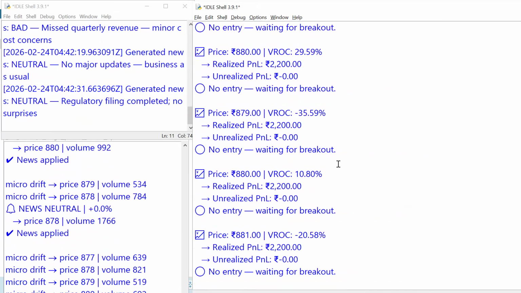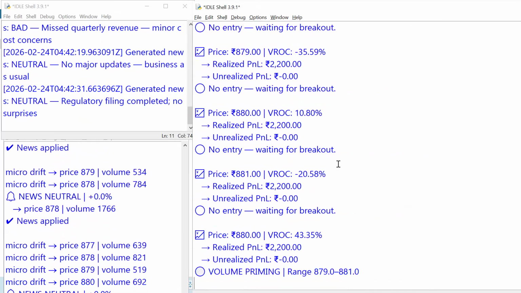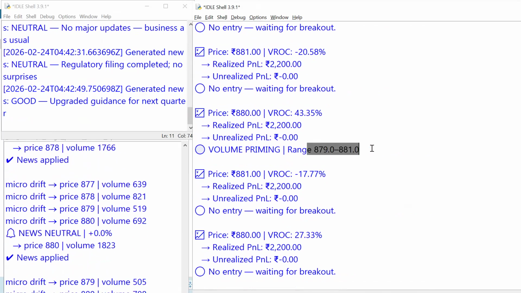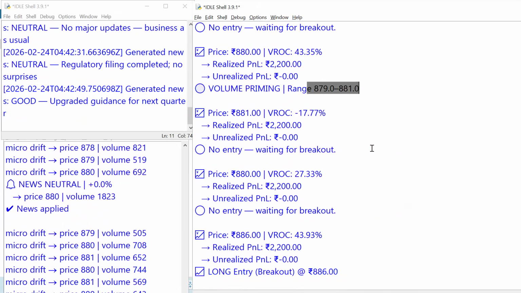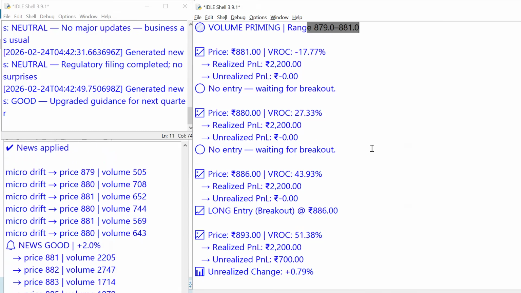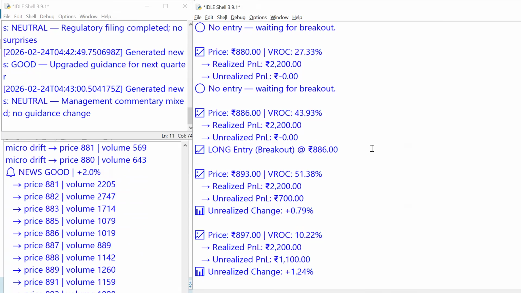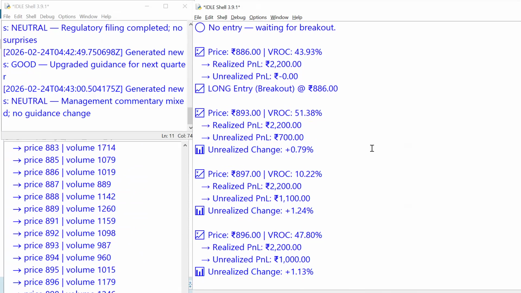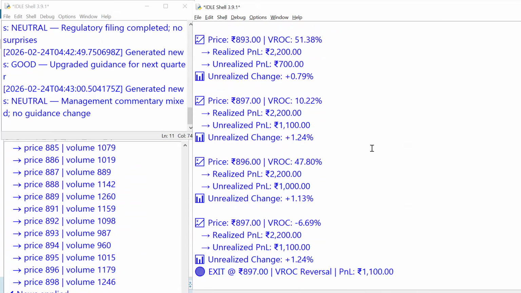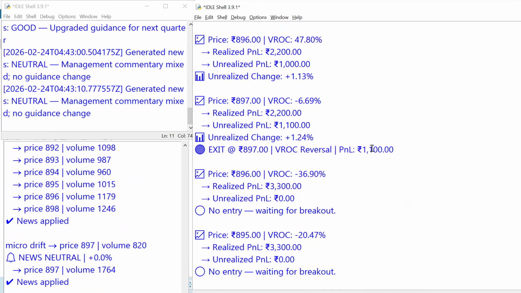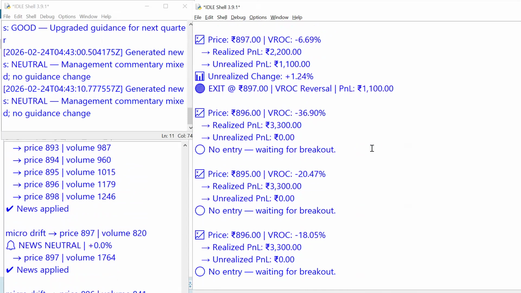Now artificially we created a lot of volume in this, so that's why I just want to show that the trade is happening. So the range of the market which is decided is this value. If the value goes above or below this, then only we are going to trade. Okay, we got a long entry, and you can see it has already reached. Okay, if VROC gets settled down, then it comes out of the trade. 3,300 rupees is a profit.